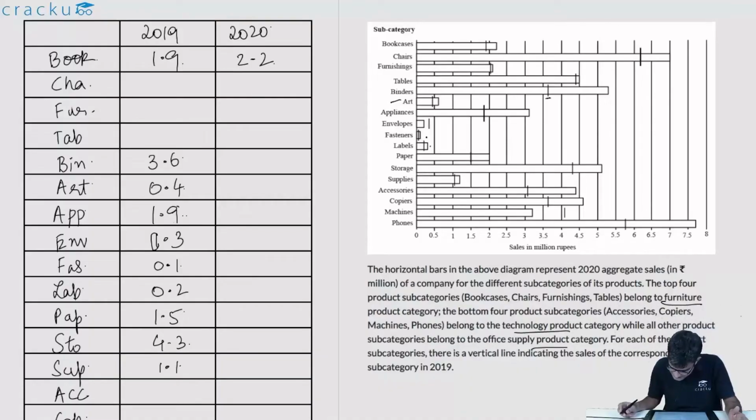For chairs in 2019, it is approximately 6.1 or 6.2 maybe, and this becomes 7. For furnishings, it was just greater than 2, we'll give it 2, and this becomes 2.1. For tables, it is 4.4, it becomes 4.5.